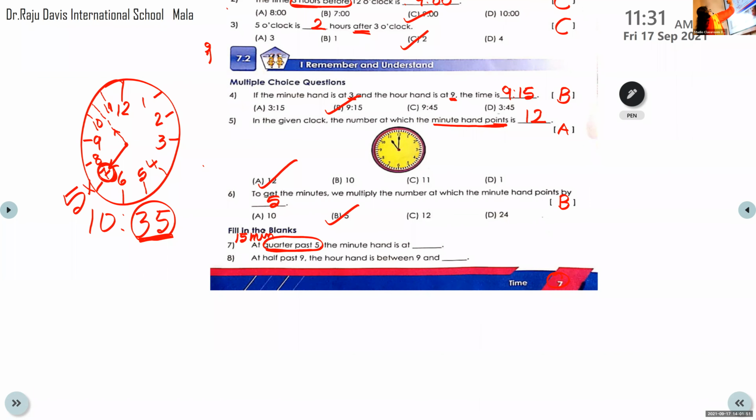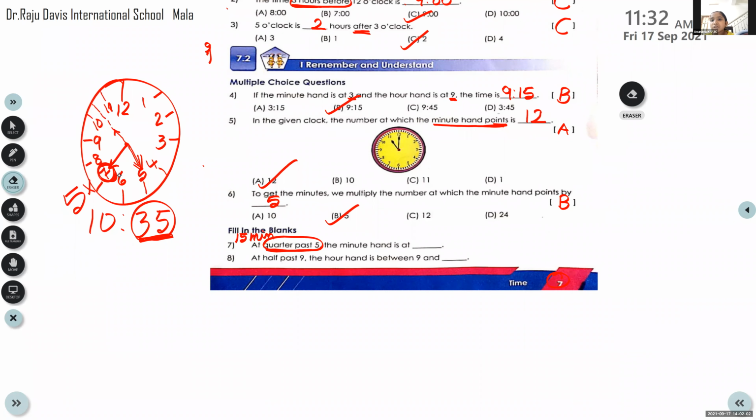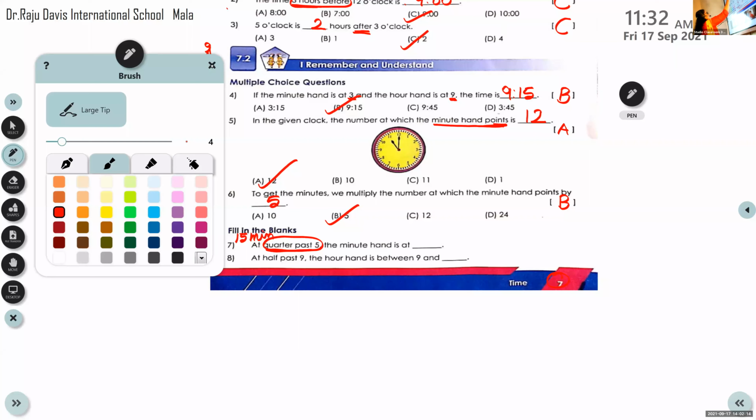If it will point at 5, what will be the minute? Suppose it is pointing at 5. What will be the minute now? 10:25. So it will be wrong, isn't it? It is asked about 15 minutes. So at which number should the minute hand point?